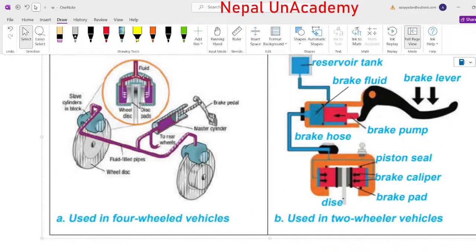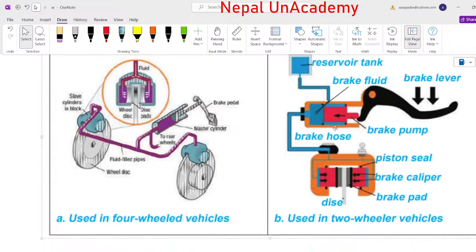So there is the fluid, and this is the disc pad and brake disc, we can say, and this is the cylinder or block which is on the disc, and fluid filled pipes are passed to the cylinder in the block, and this is connected to the other disc, and this pipe is further connected with the master cylinder which has a brake pedal which is connected to the piston, like in the cylinder, to make a brake in the vehicle.